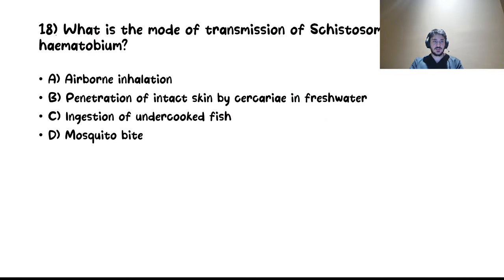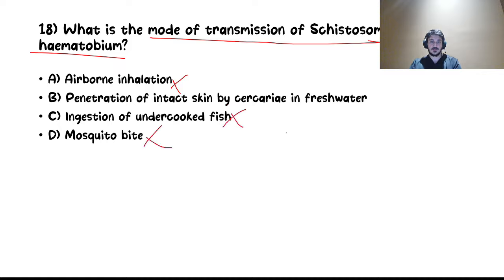Okay, let's solve some questions for Schistosoma haematobium. What is the mode of transmission of Schistosoma haematobium? Is it airborne? No. Is it ingestion of fish? No. Mosquito bite? No. We said it's penetration of healthy skin. Again, it's doing the ECG stuff.